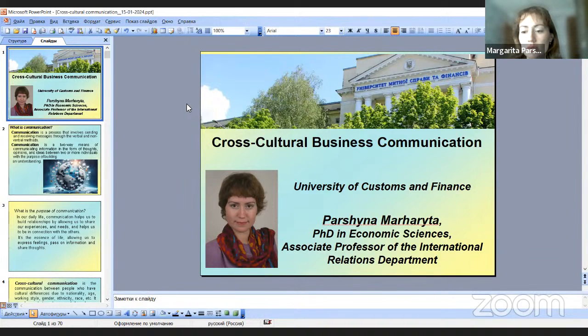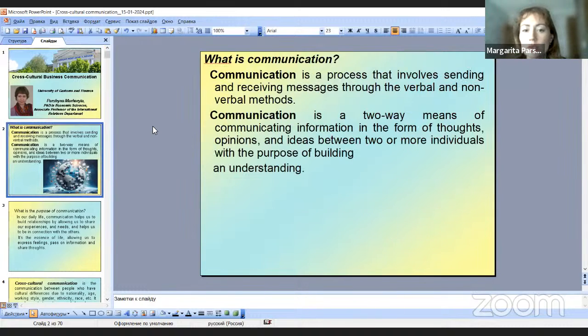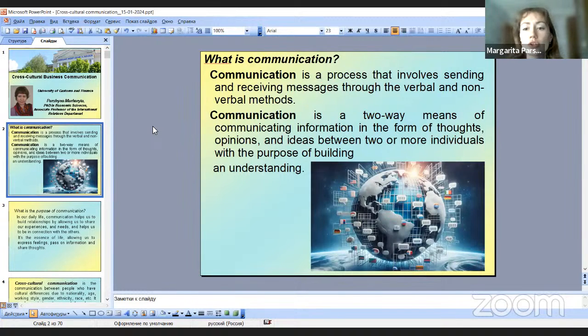Today we're going to talk about cross-cultural business communications. At first, let's talk about the term: what is the whole process of communication? Communication is a process that involves sending and receiving messages through verbal and non-verbal methods. So when we communicate, we are using words, and also our body, our emotional state, our physical state, our gestures.